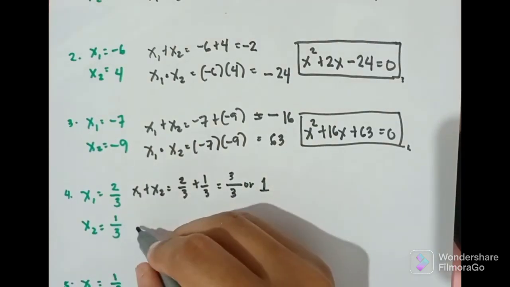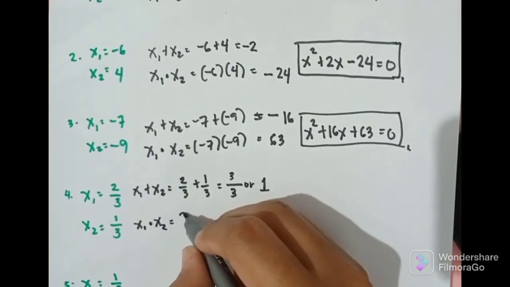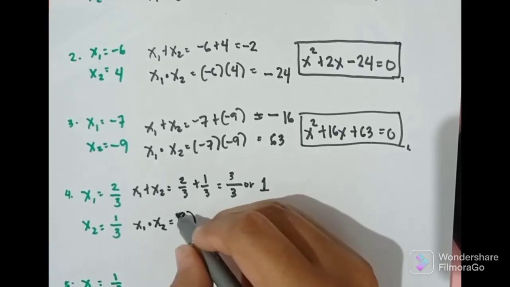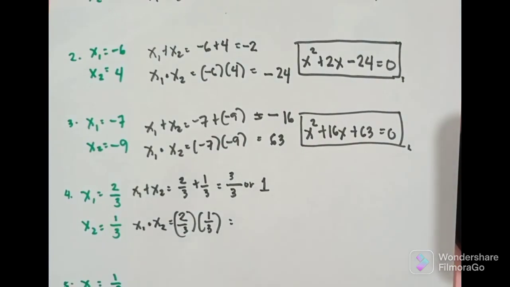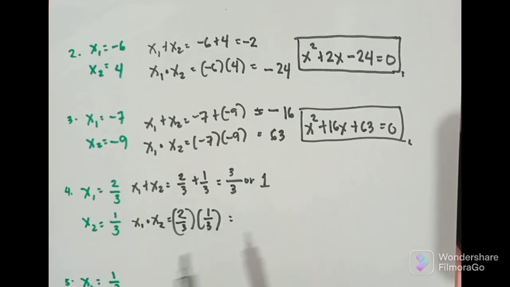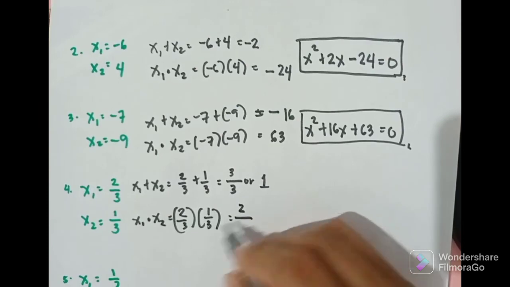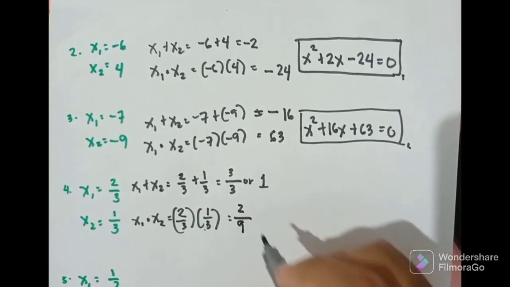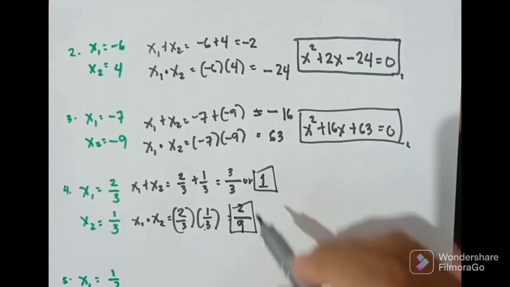Okay, kapag multiply naman, x sub 1 times x sub 2 is equal to 2 over 3 times 1 over 3. Okay, iba ginagawa cross multiplication. Hindi. So, kapag nag-multiply tayo ng fraction, numerator sa numerator, denominator sa denominator. So, 2 times 1, that is 2, over 3 times 3, that is 9. So, now we have the sum and the product.